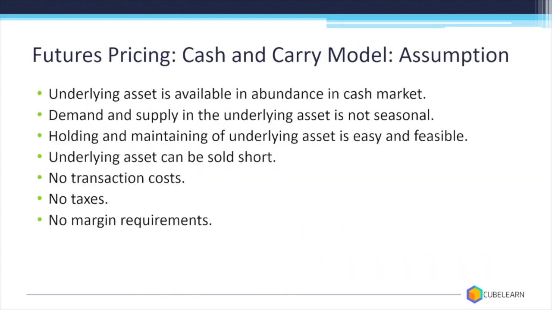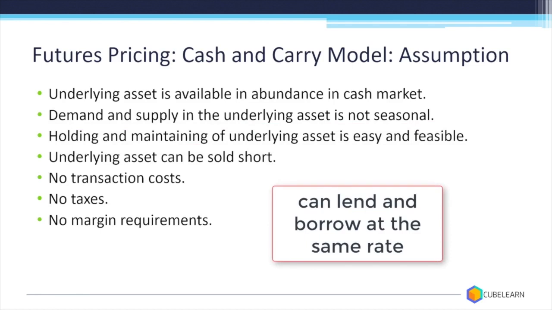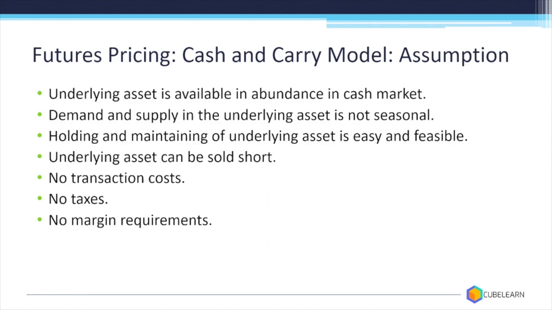Cash and carry model assumes that there is an abundance of supply of the underlying asset in the cash market, and the supply is not impacted by seasonal demand. Holding of an asset is easy and can be sold at ease. One can lend and borrow at the same rate. Other assumptions are no transaction cost, no tax, and no margin requirements.